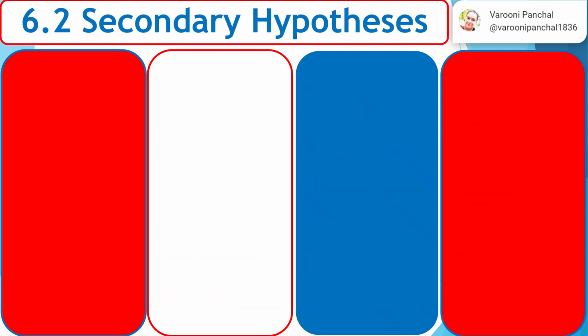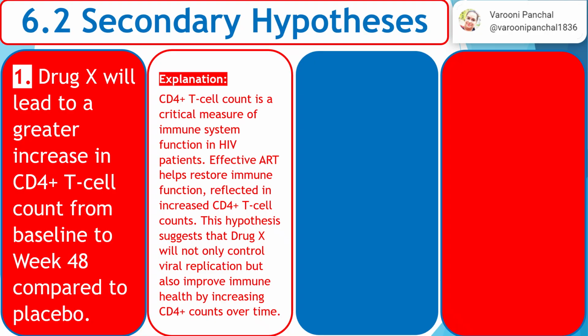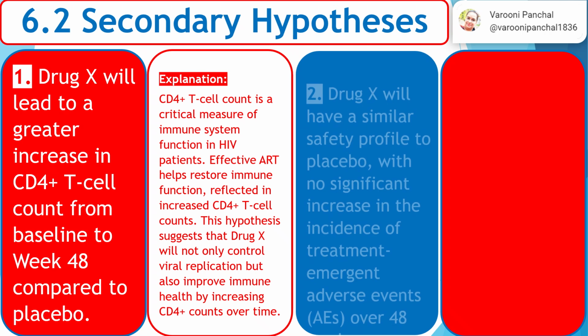Number 6.2, secondary hypotheses. Number 1: Drug X will lead to a greater increase in CD4+ T-cell count from baseline to week 48 compared to placebo. Explanation: CD4+ T-cell count is a critical measure of immune system function in HIV patients. Effective ART helps restore immune function, reflected in increased CD4+ T-cell counts. This hypothesis suggests that Drug X will not only control viral replication, but also improve immune health by increasing CD4+ counts over time.